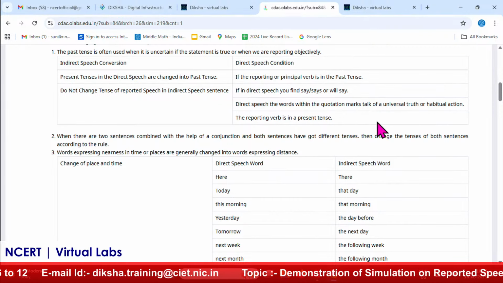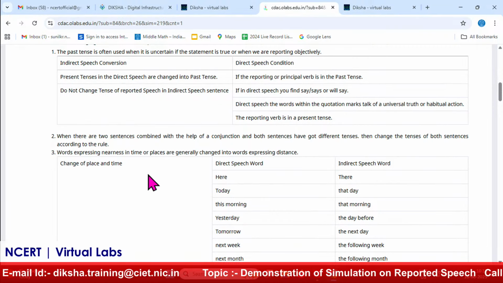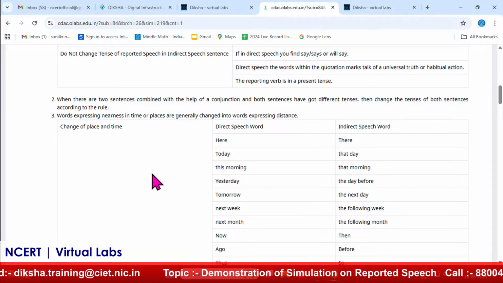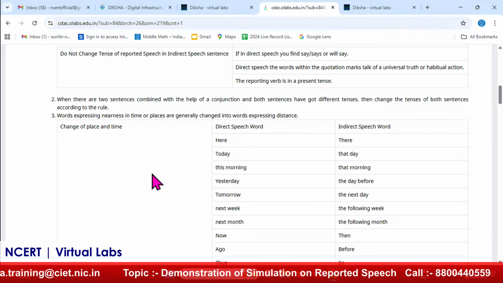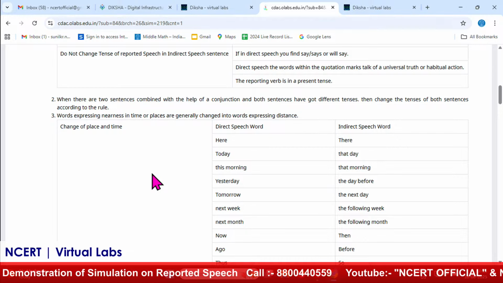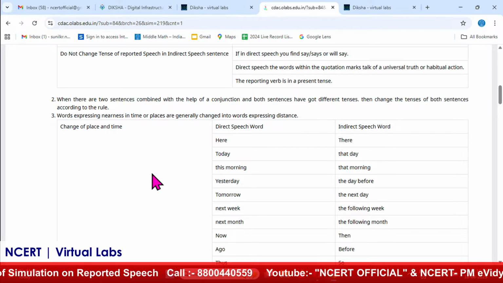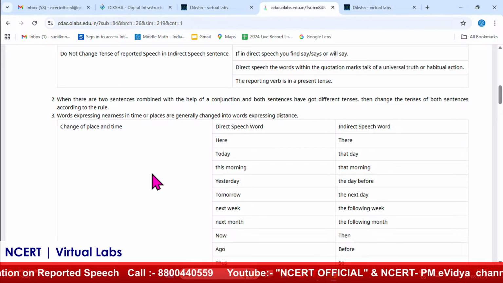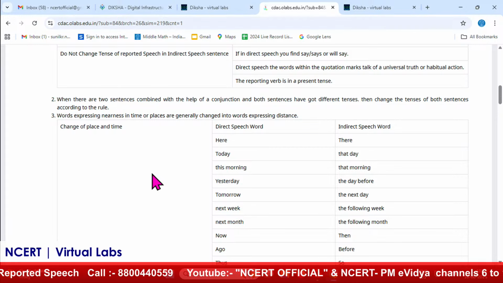Okay. Or the reporting verb is in the present tense. We have already seen this. When there are two sentences combined with the help of a conjunction and both sentences have got different tenses, then change the tenses of both sentences according to the rules. So, if there are two sentences, then we will have to see the subject verb agreement carefully and change it.